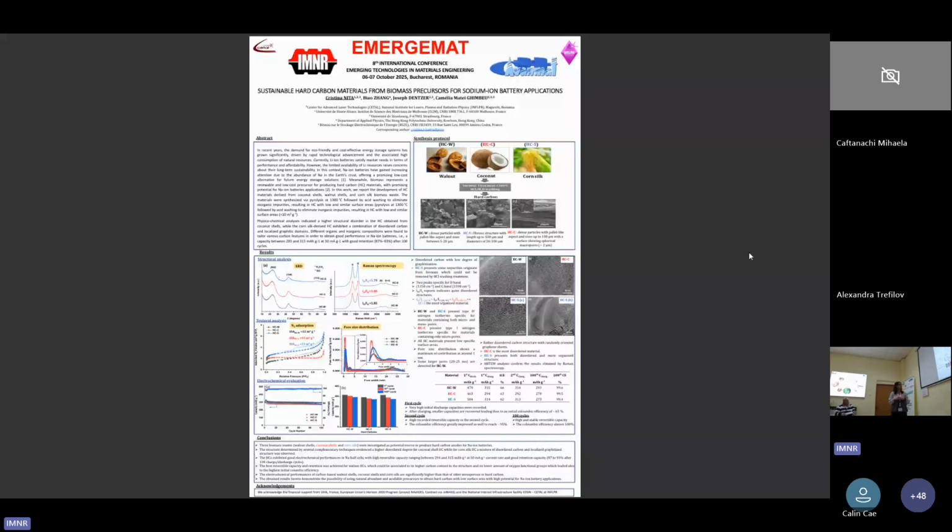The materials were investigated also from the electrochemical point of view. Even if we have a high irreversible capacity in the first cycle, after the second cycle, we have a constant reversible capacity up to 100 cycles. So we recommend these materials as good candidates for application as anode in sodium-ion batteries. I tried to be very short.